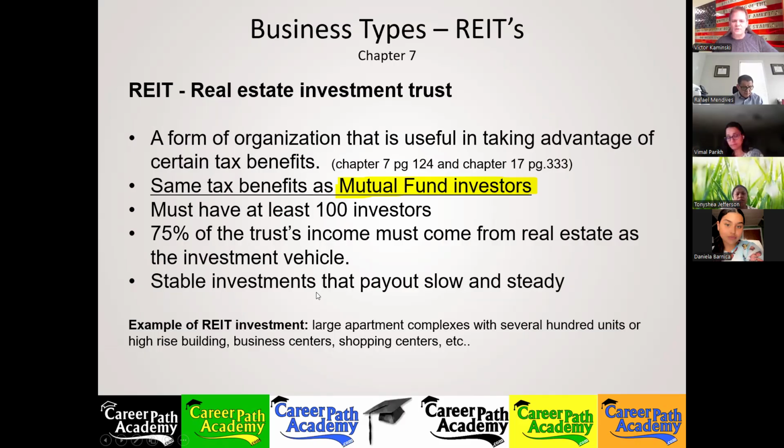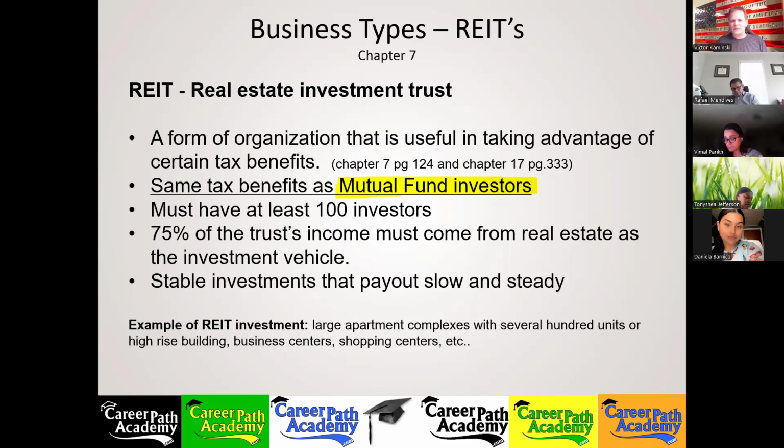And it is a stable investment that pays out slow and steady. If you ever come across a REIT, they come to your office and they're looking for specific properties. They're looking for large apartment complexes to buy or office buildings and things of that nature. They're looking for these purchases that are $10 million and more.